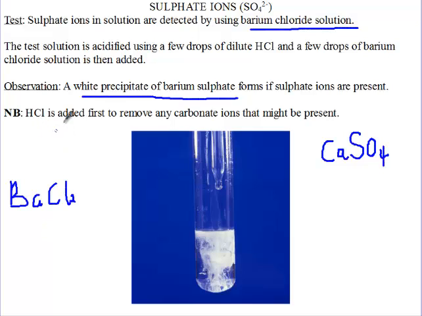Okay, so the main reason why we add the acid is because we need to get rid of any carbonate ion. Now, the main observation that will tell us that sulfate ions are present is a white precipitate of barium sulfate that will be formed after barium chloride has been added.